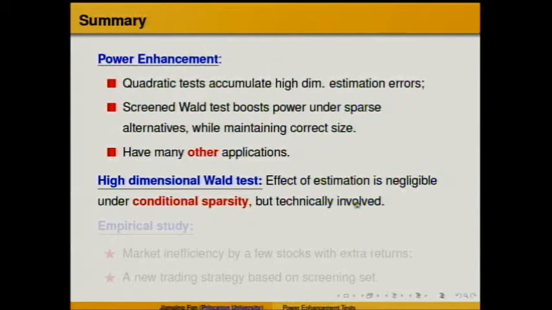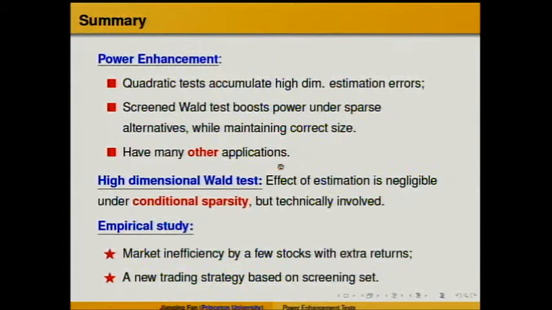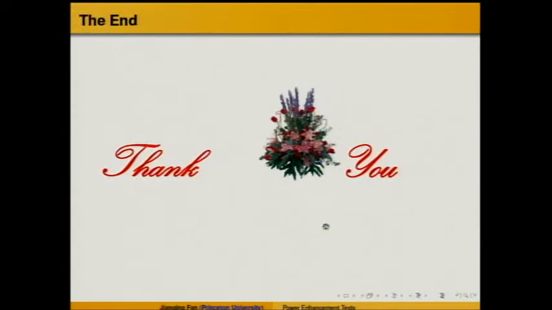Even though the technical proof is very involved, we have empirically also verified this is correct. And our empirical study tends to show that market inefficiency is mainly caused by a few assets with extra returns rather than a large fraction of assets. And we introduced a new trading strategy based on the screening test to show further that the inefficiency of the market is there even after adjusting for the three factors. Thank you very much.